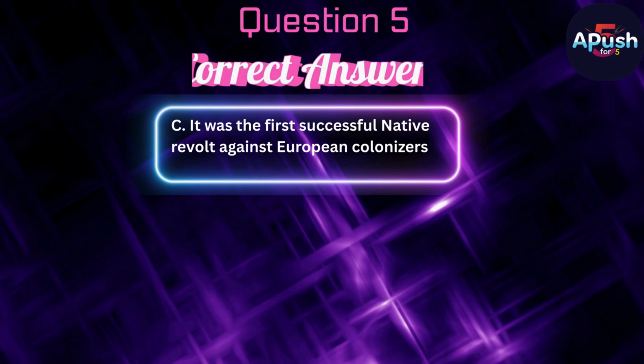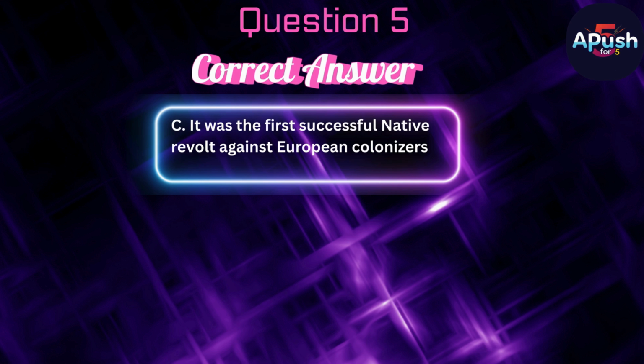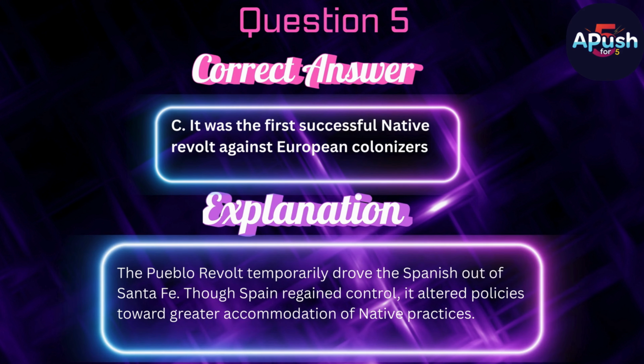The correct answer is C. It was the first successful native revolt against European colonizers. The Pueblo Revolt temporarily drove the Spanish out of Santa Fe. Though Spain regained control, it altered policies toward greater accommodation of native practices.